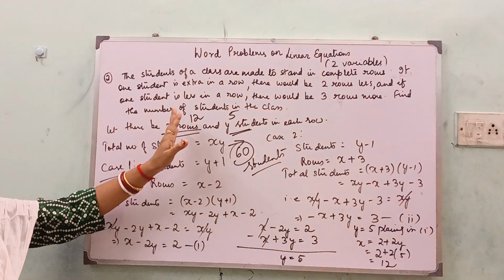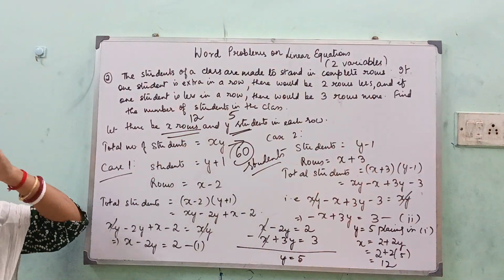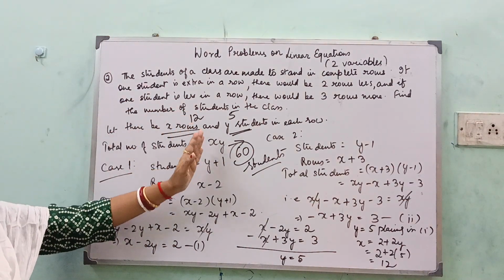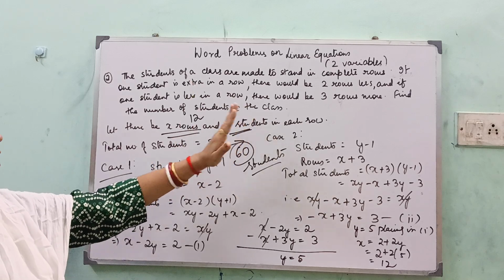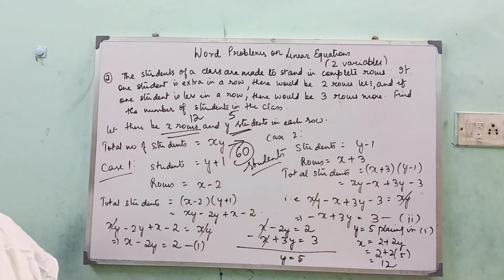So according to this question, our question was to find the total number of students in the class. So 12 rows, 5 students in each row gives you 60 students in the school. So our answer is 60. Okay, going to the next sum now.